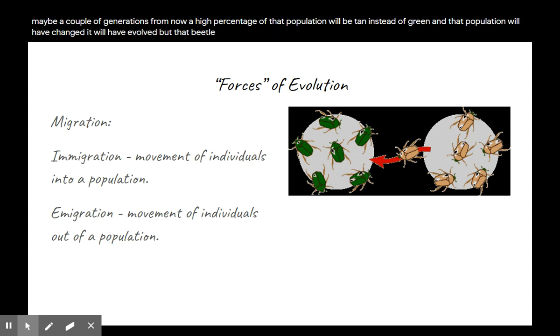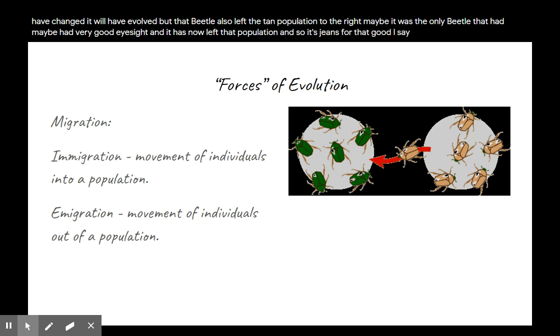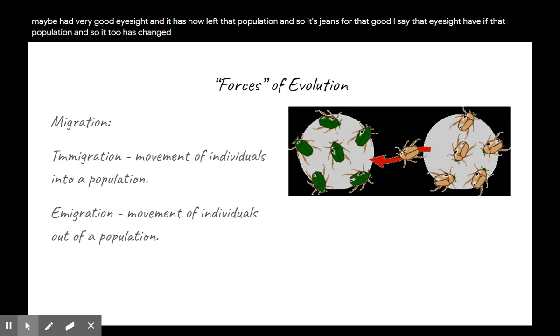But that beetle also left the tan population to the right. Maybe it was the only beetle that had very good eyesight, and it has now left that population. And so its genes for that good eyesight have left that population, and so it too has changed the tan population. Maybe not in terms of the color of the beetle, but in terms of some other trait.